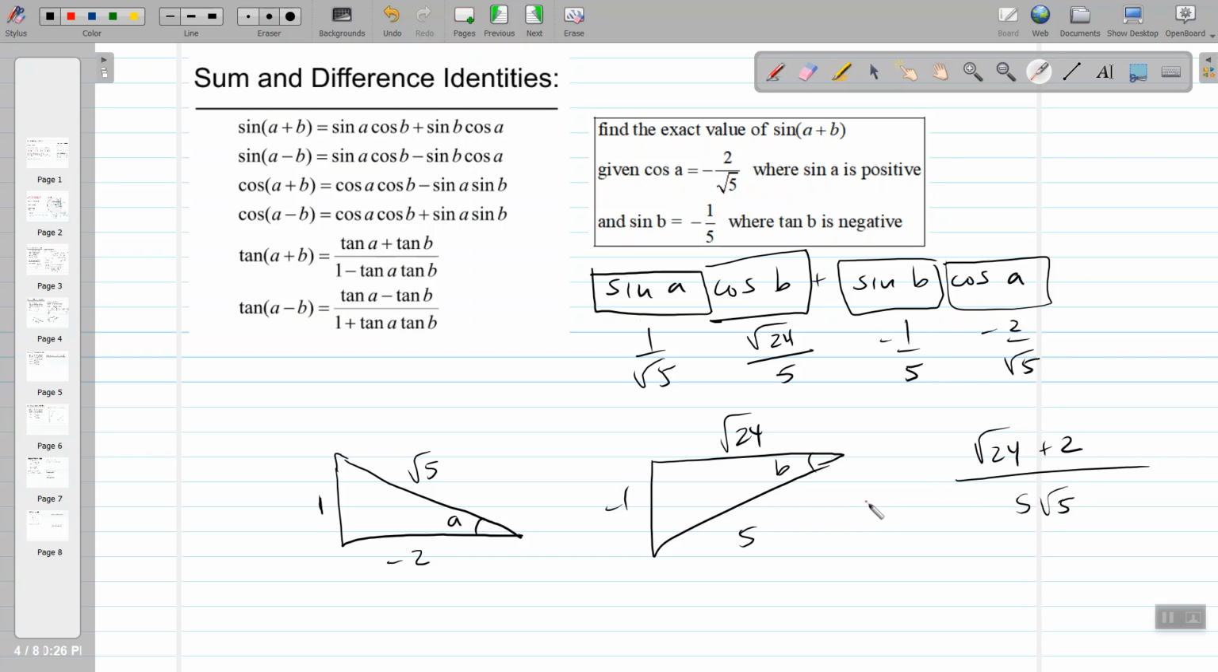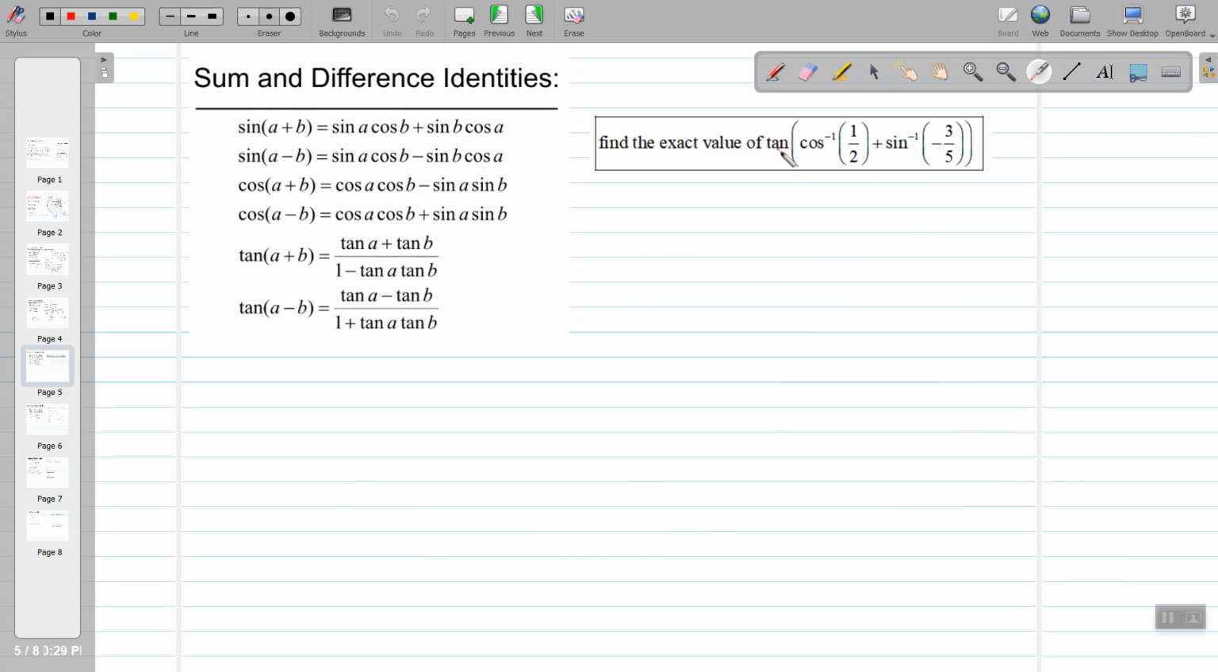Okay. All right, so in this situation, we're going to be dealing with tangent. You see the plus in the middle, so that means we're going to be using this identity over here. This case is actually very similar to the problem that we just did. The only difference here is that we're dealing with inverses, which means you have to remember about the boundary restrictions, but just like last time, you're going to have to draw a triangle to help you figure things out, okay?